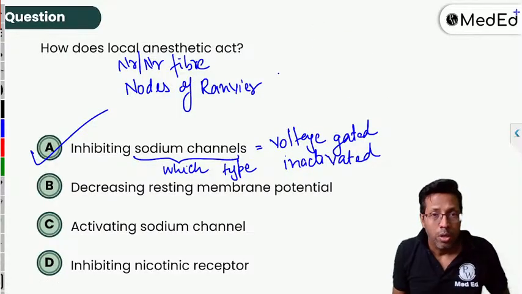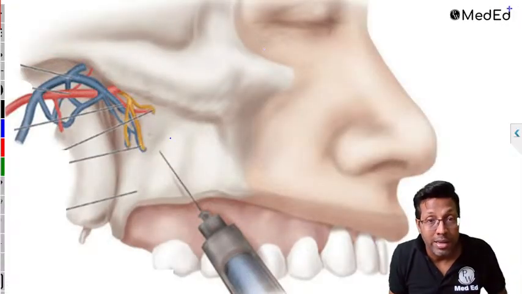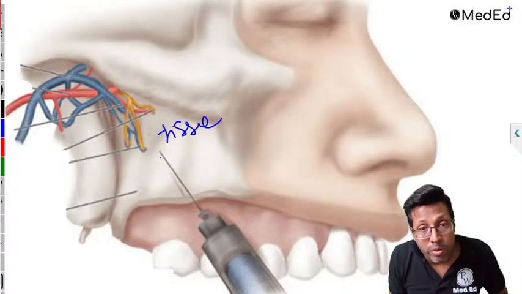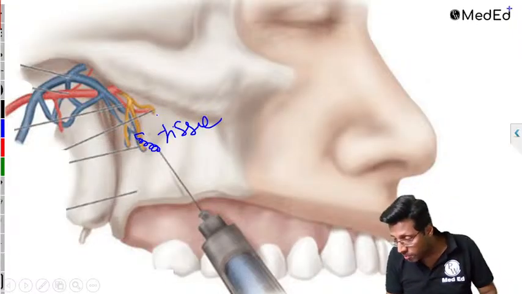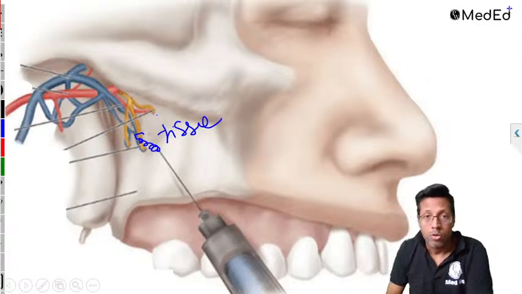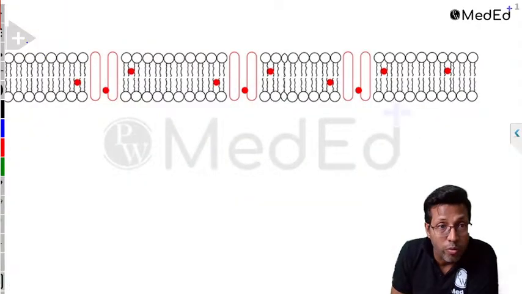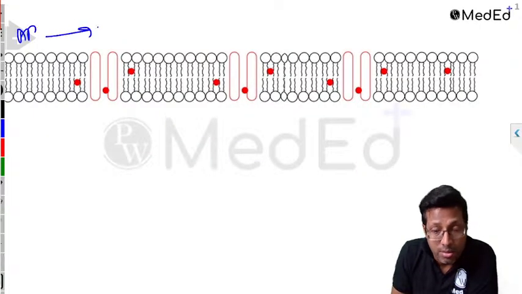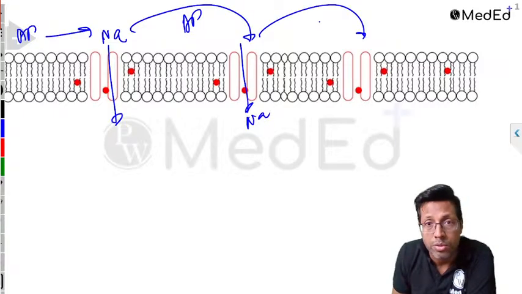All right. What does it do? The local anesthesia goes onto the nerve. When you're giving local anesthesia, remember I insert it inside the tissue, and from the tissue it gets absorbed inside the nerve. These are the sodium channels where the action potential goes. Sodium goes inside the voltage gated channel and the action potential jumps. Saltatory conduction: sodium goes inside, it jumps.